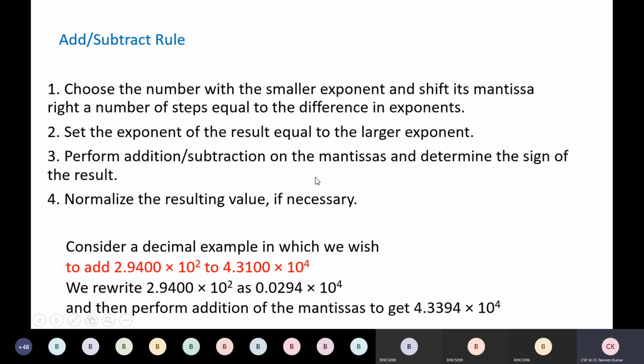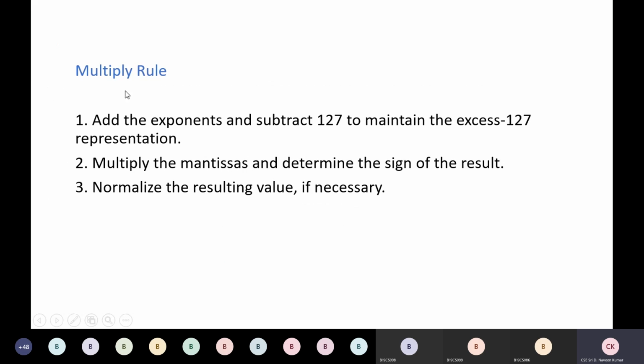Generally the addition and subtraction is the same method we did in our previous topic, normal binary addition and subtraction. Okay, and for the multiply these are the rules. When we multiply two numbers in the decimal format also, for example 2 into 10 to the power of 5 into 3 into 10 to the power of 6, what we do, we will add the exponents when we multiply, right? The same thing here also we will do. Here also in the binary format we add the exponents.